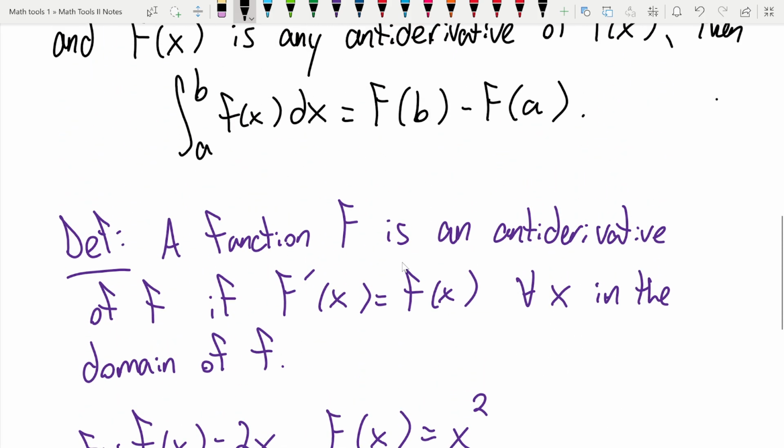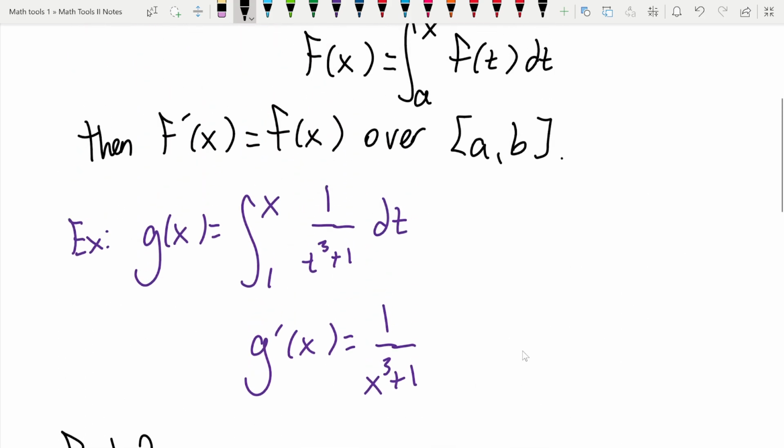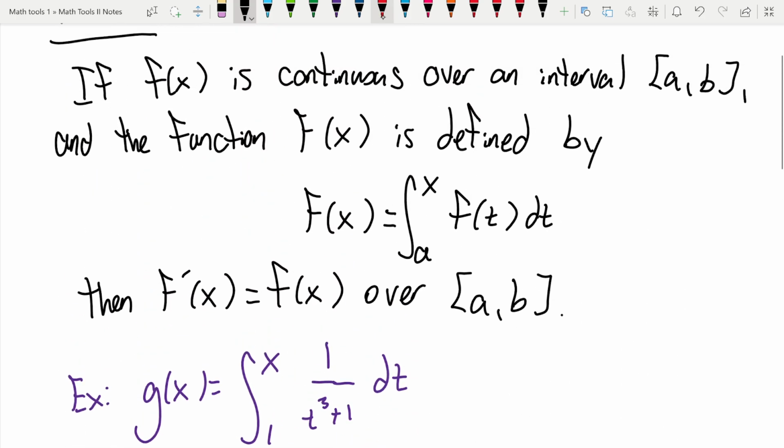And actually, you could use the second part to show the first part rather easily, right? So you have the second part saying the integral from a to b of f of x is f of b minus f of a. So here, this tells us that this is equal to f of x minus f of a. So when you take the derivative, f of a is a constant, so its derivative is 0. So you just get f prime, right? So it all kind of goes together. It's all consistent with each other here.